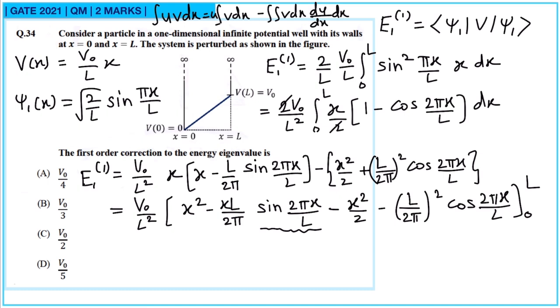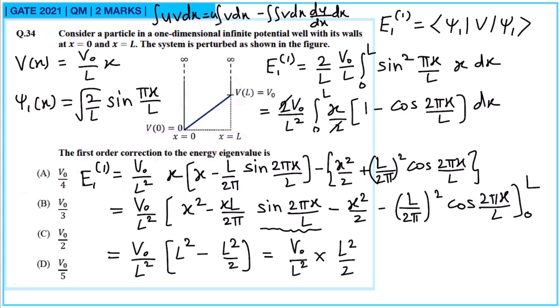So we'll get two terms which will be exactly the same and subtracted. So the second and fourth terms won't give anything. So we finally have v naught by L square, and after putting the limits we'll get L square minus L square by 2 and 0, 0. So this is equal to L square by 2. So v naught by L square into L square by 2 is equal to v naught by 2. So here option C is correct.